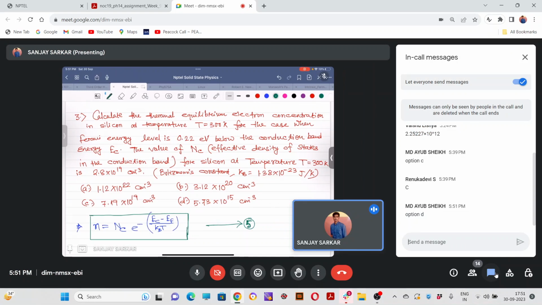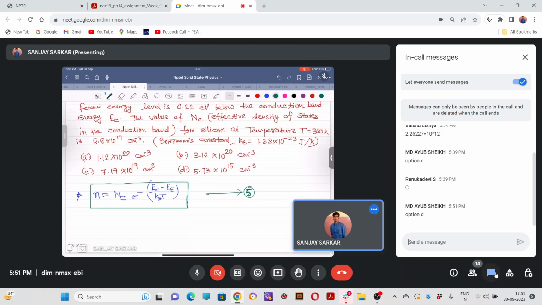Yes, I think option D is correct because everything is given in the question. You just put them in the formula and calculate it. What is given? So first write down what is given in the question. NC is given, so you need these values to calculate n.